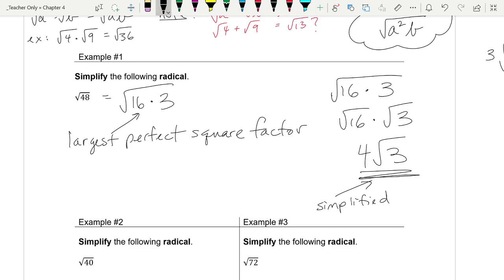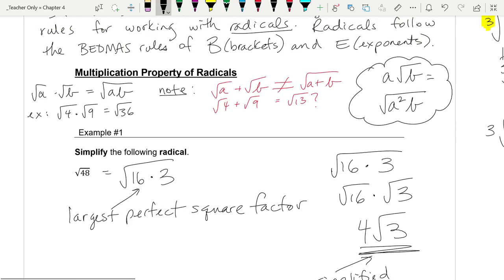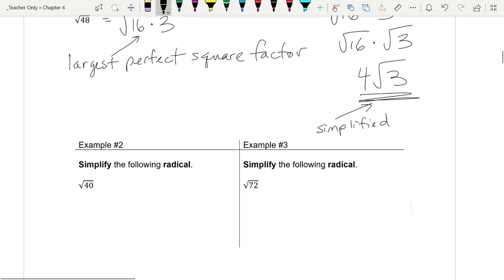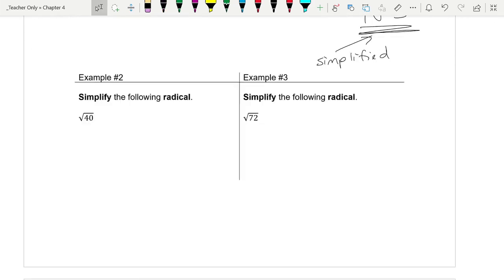Is that not a derivative rule? Yes, I can basically say that this rule kind of derives from that rule, if you would like to think of it that way. Yes. Okay, let's try another one. Can you think of any perfect squares in 40?